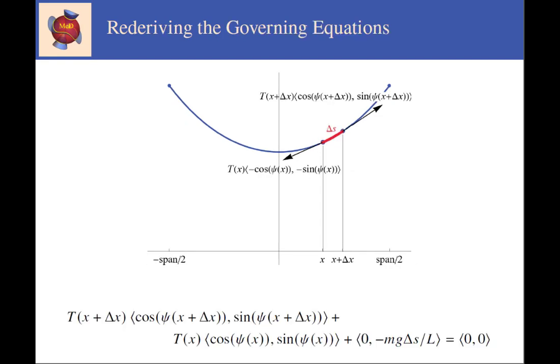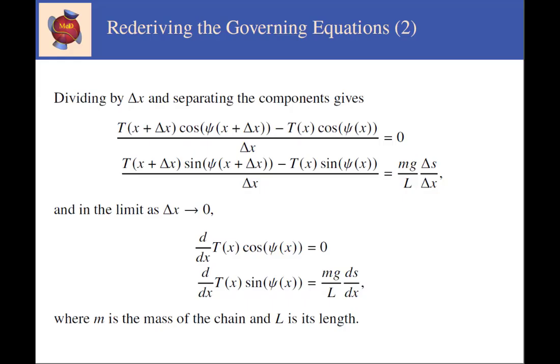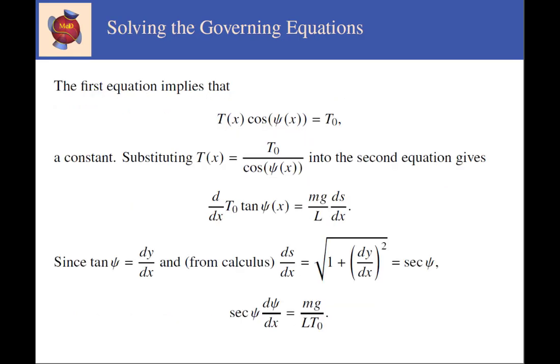Repeating the analysis above of a small piece of the curve gives the appropriate force balance. Dividing by delta x, as opposed to delta s like we did before, and taking the limit as delta x goes to 0 gives two differential equations that you see toward the bottom of the slide. Now let's step through the solution process.